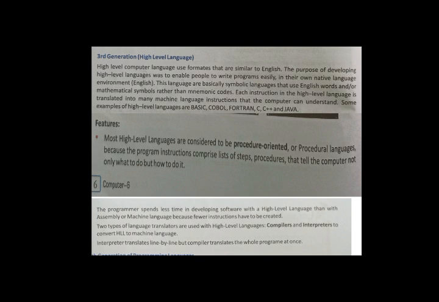Two types of language translators are used with a high level language, which are compiler and interpreter, to convert HLL to machine language. Interpreter translates line by line, but compiler translates the whole program at once. That is the difference between interpreter and compiler: the interpreter translates the code line by line, which means first it converts the first line, then it goes to the second line, then the third line, likewise. But the compiler translates the whole program in one go.